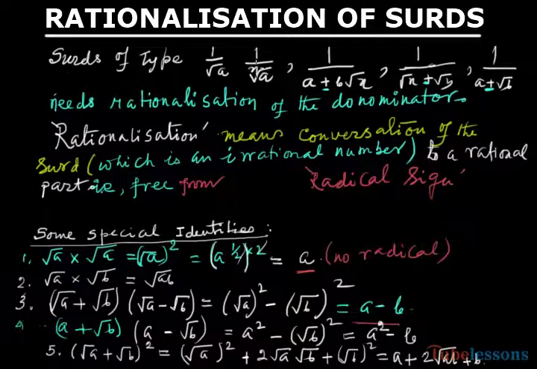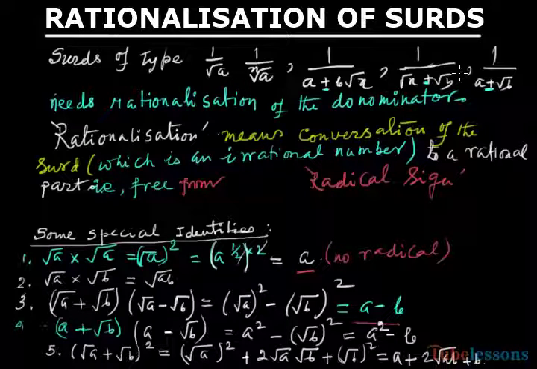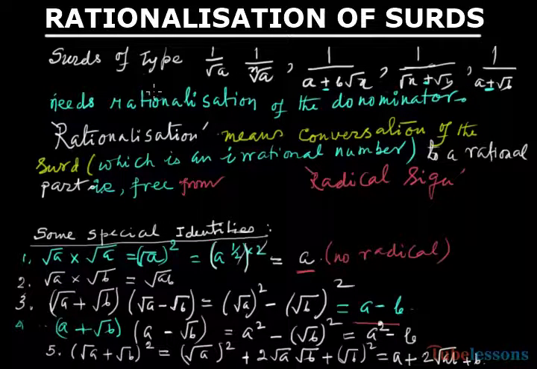Sometimes surds of the type 1 by root a, or 1 by nth root of a, or 1 by a plus b root x, or a minus b root x, or 1 by root x plus root y, or root x minus root y, or a plus root b, or a minus root b. If the denominator contains this type of surds, sometimes you need the rationalization of the denominator.